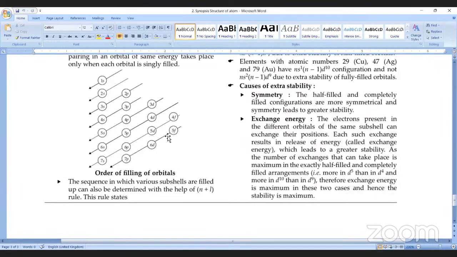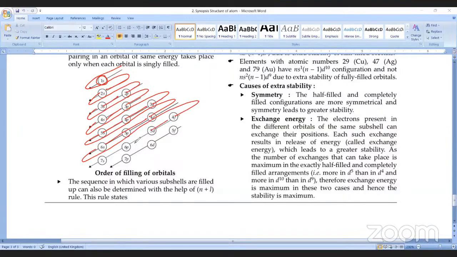Okay, here you can see. First the electron will enter from the lower orbital. 1s is the lowest orbital. From 1s, the electron will enter into 2s, then 2p, then 3s, 3p, 4s, then 3d, 4p, 5s, then 4d, 5p, 6s, then 4f, 5d, 6p, 7s, 5f, 6d and 7p.